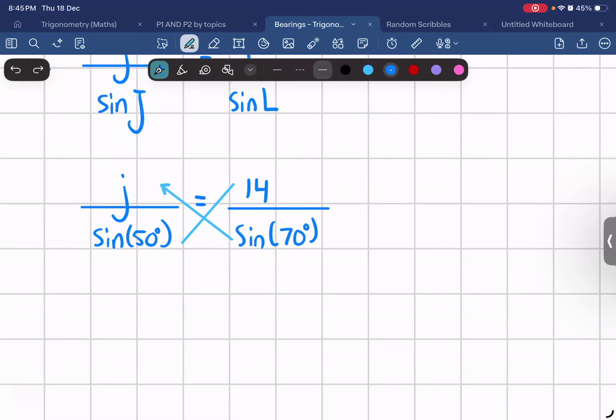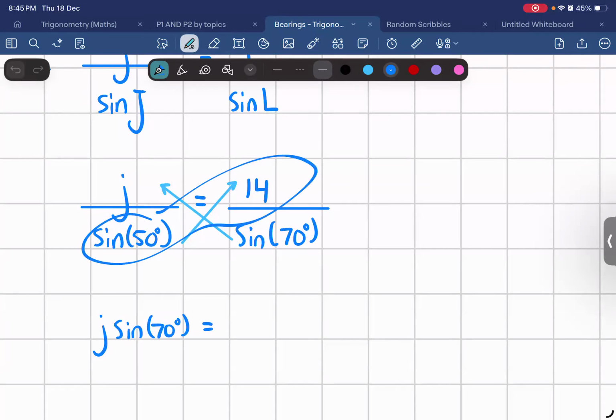So sorry, but mine is going blank. J sine open bracket 70 degrees close bracket. Yeah, that is it. And what about the other diagonal? 14 sine open bracket 50 degrees close bracket. Yes, you're killing this thing.